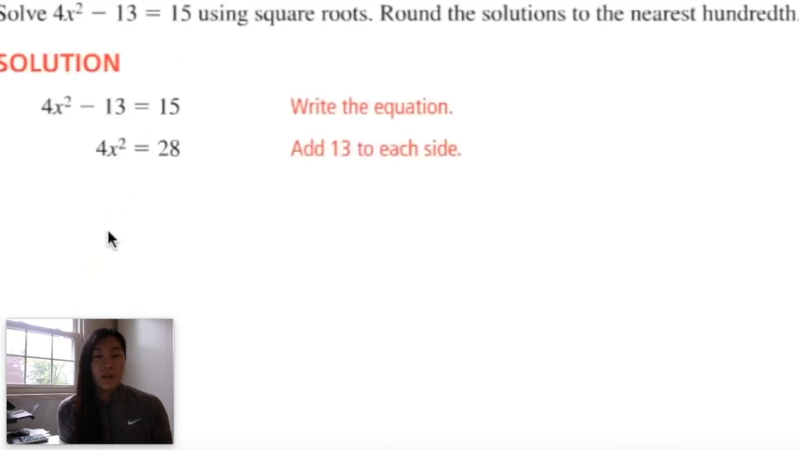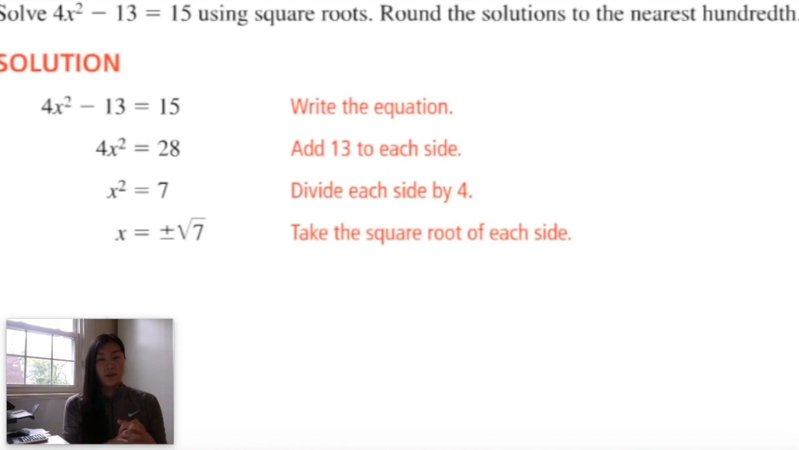I'm going to isolate, subtract 13 on both sides. 4x squared equals 28. Divide by 4 on both sides. Because I need to isolate x squared, I would get x squared is equal to 7. My d is greater than 0, so I have two solutions. Take a square root of both. I'll get x is equal to plus square root of 7 and then a minus square root of 7. So we have two real solutions here.